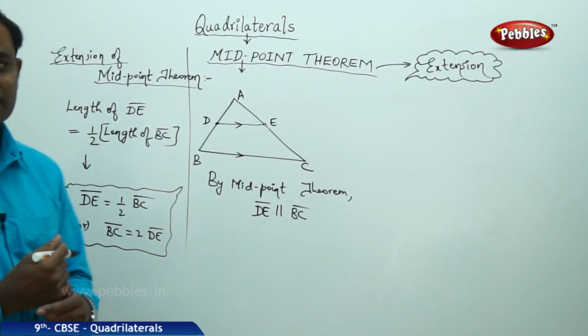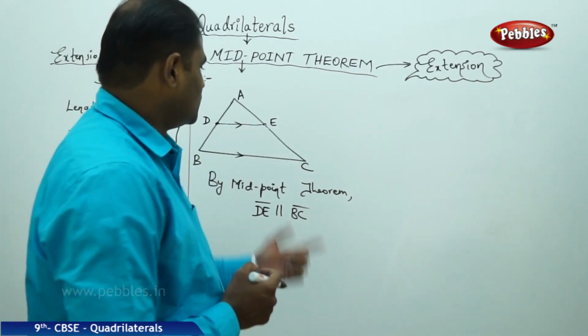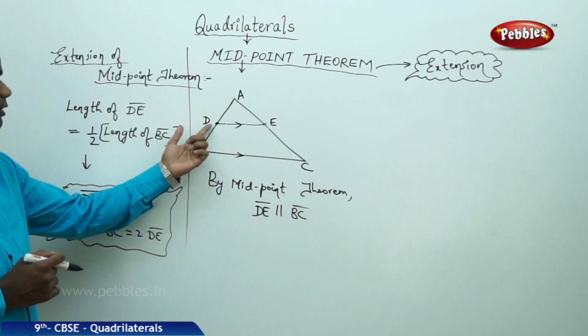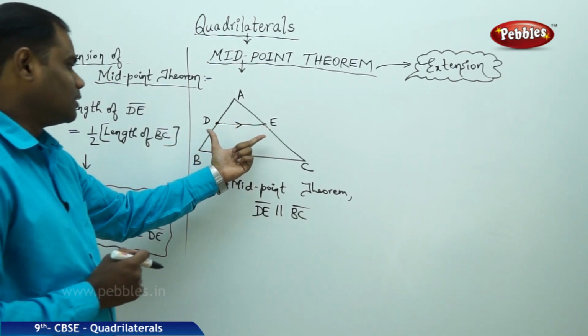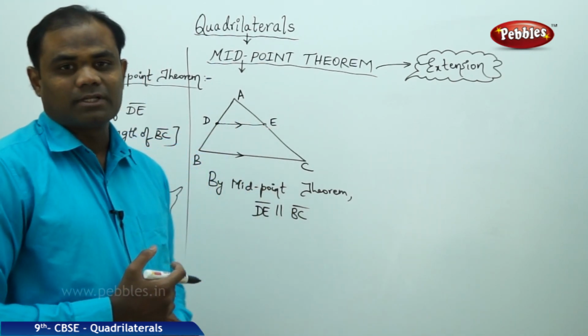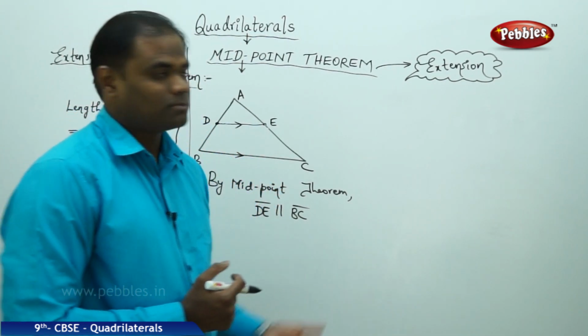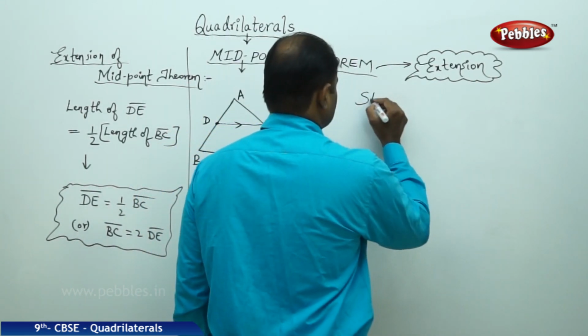This is how I understand the extension. My theorem for extension says if a line joining the midpoints of two sides of a triangle is parallel to the third side and also is exactly half of the third side. So my statement goes like this.